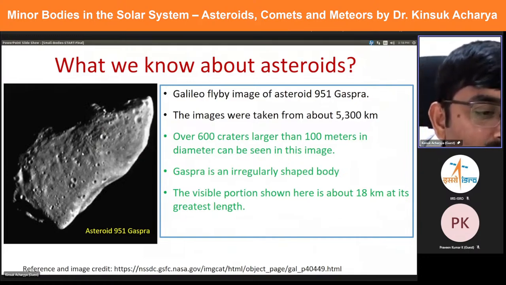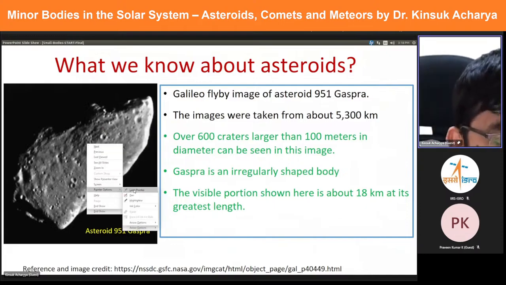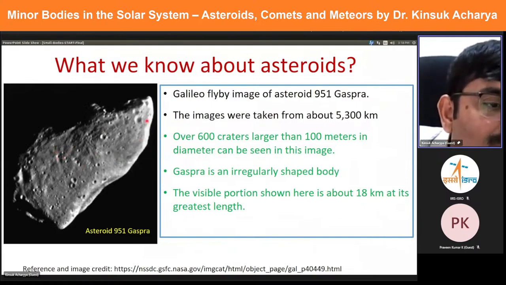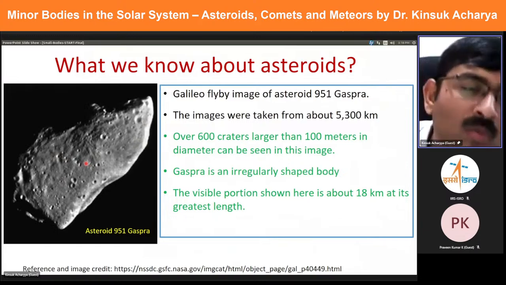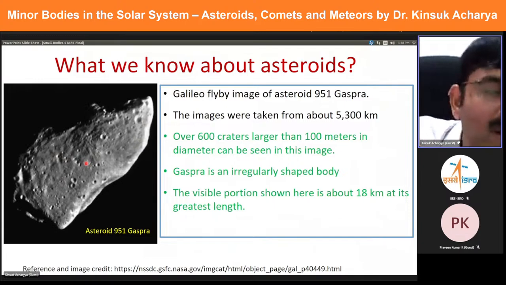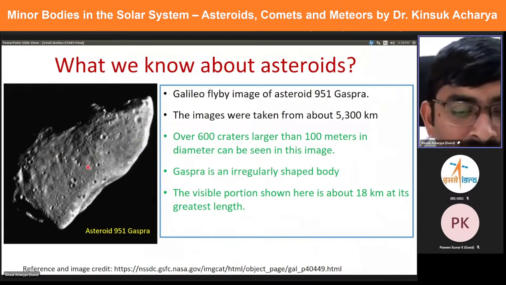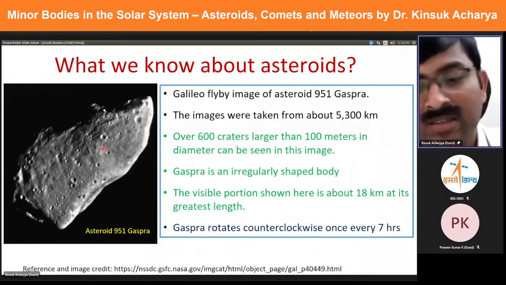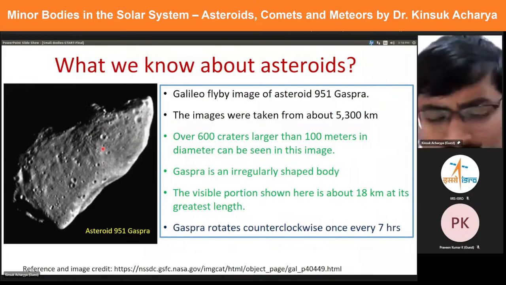Another very important feature you can find is a lot of craters. Small craters, you can see. That means these objects are also bombarded with micrometeorites or small pieces of asteroids, basically meteoroids. People also find that it rotates counterclockwise once every 7 hours.